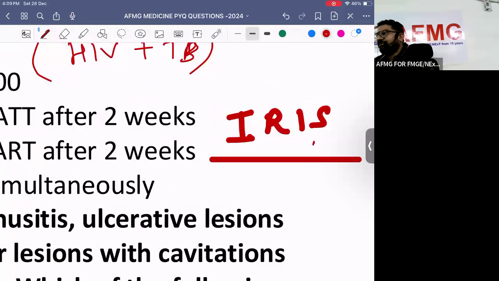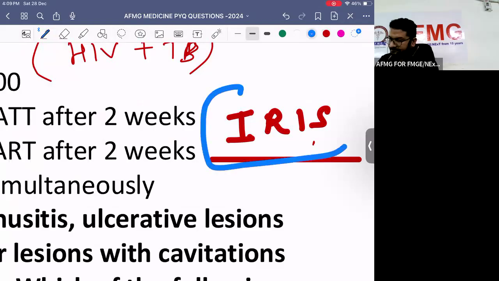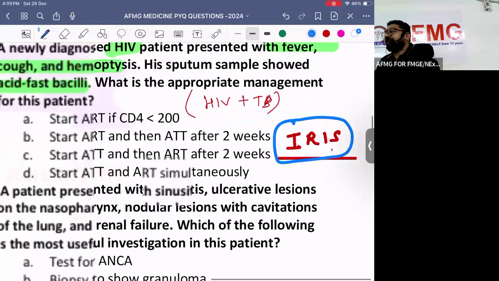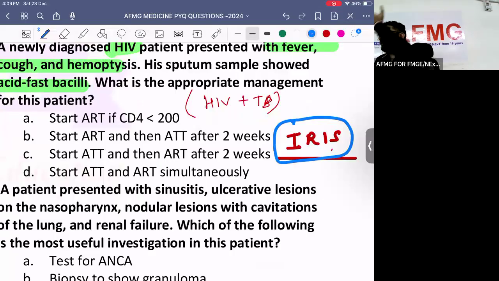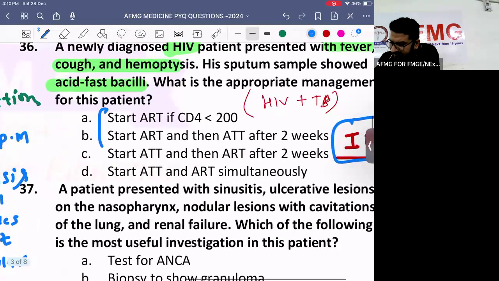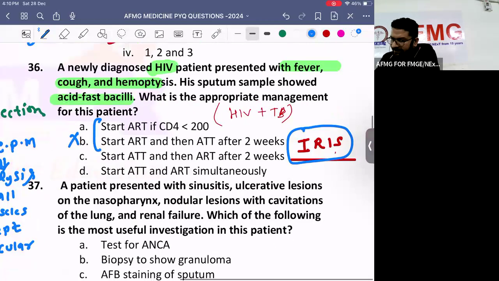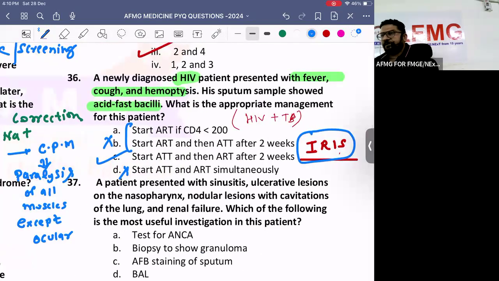The risk is immune reconstitutive inflammatory syndrome. Suppose you start ART first, antiretroviral therapy, that will increase your CD4 count. There will be a lot of cytokine release, and these cytokines will exacerbate TB. Is it clear? So ART will not be started first. First we start ATT, and after 2 weeks you start ART to prevent IRIS. IRIS means immune reconstitutive inflammatory syndrome. So just remember, it is to prevent IRIS.